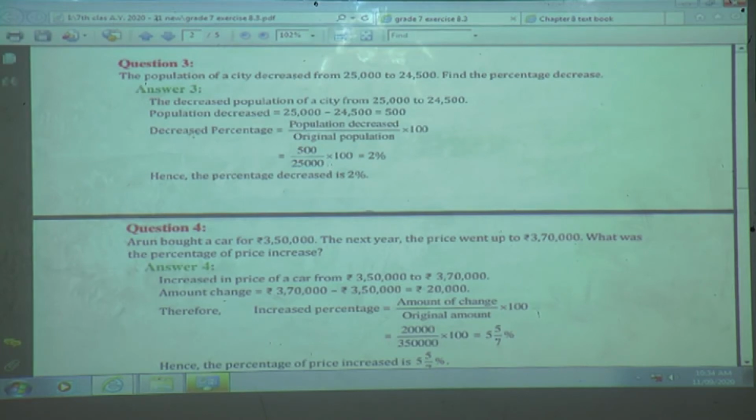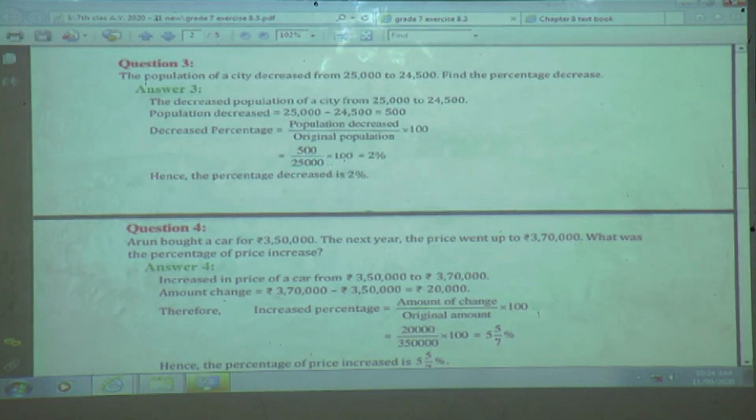So the population decrease is equal to, you can do the subtraction, 500. So the decrease percentage is equal to the population decrease upon the original population. What was the population of the city? It was 25,000. What was the decrease of the population? It was 500. So we write 500 upon 25,000.